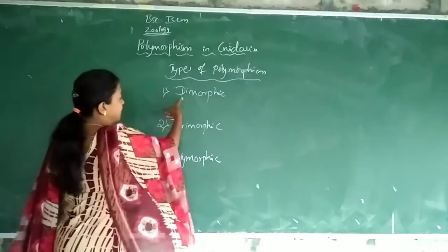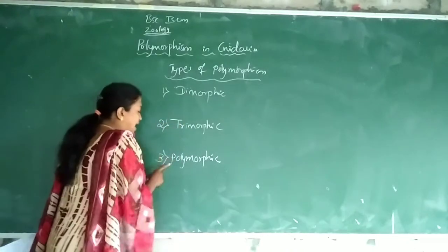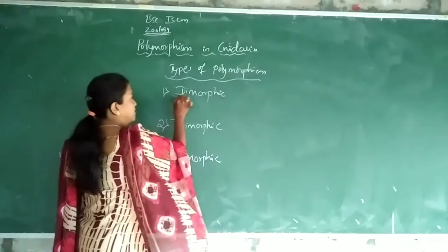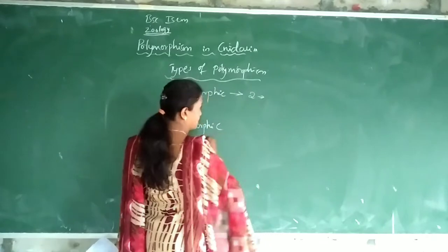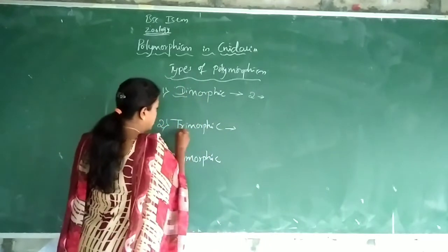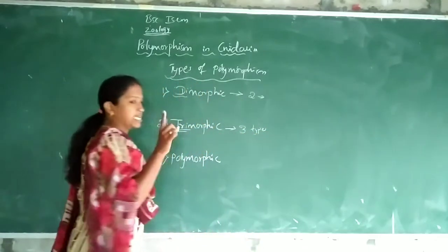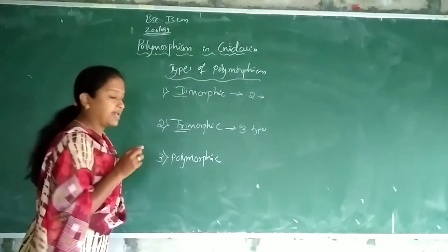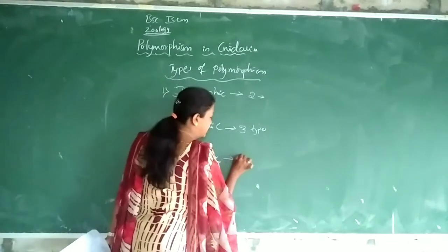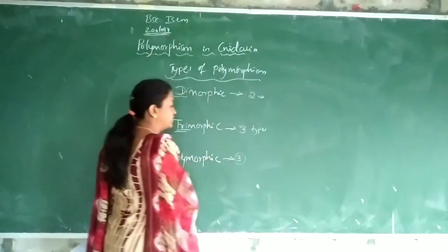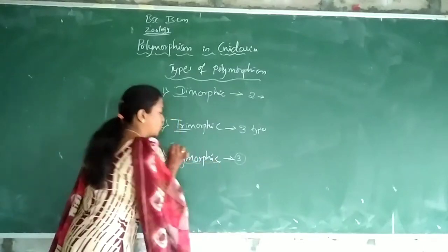Polymorphic. These are the three different types of polymorphism in cnidaria: dimorphic, trimorphic and polymorphic. Di means two different types of individuals are formed. Tri means three different types of individuals are formed in the same species, that is called trimorphic. And polymorphic means more than three individuals are formed in the same species, that is called polymorphic.